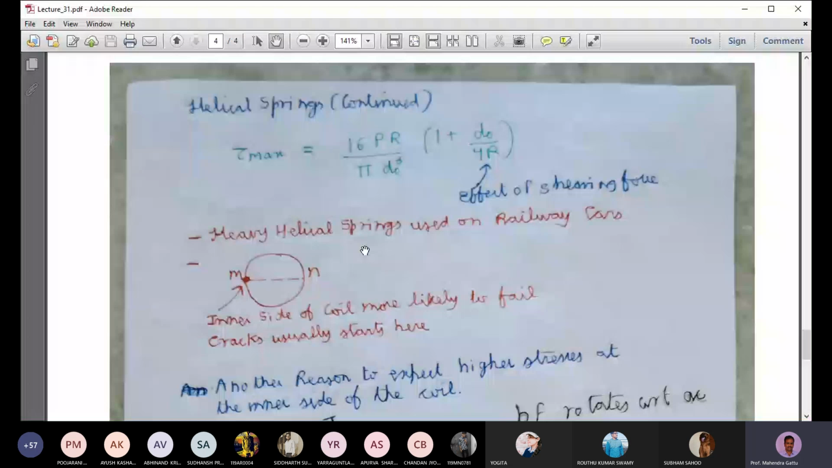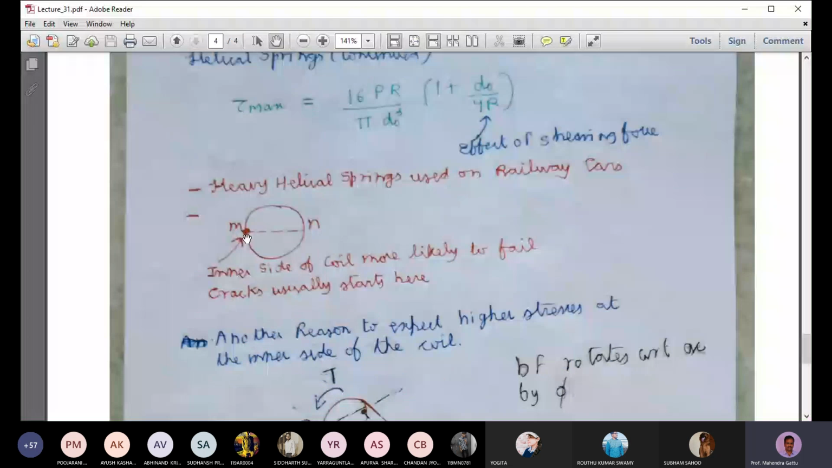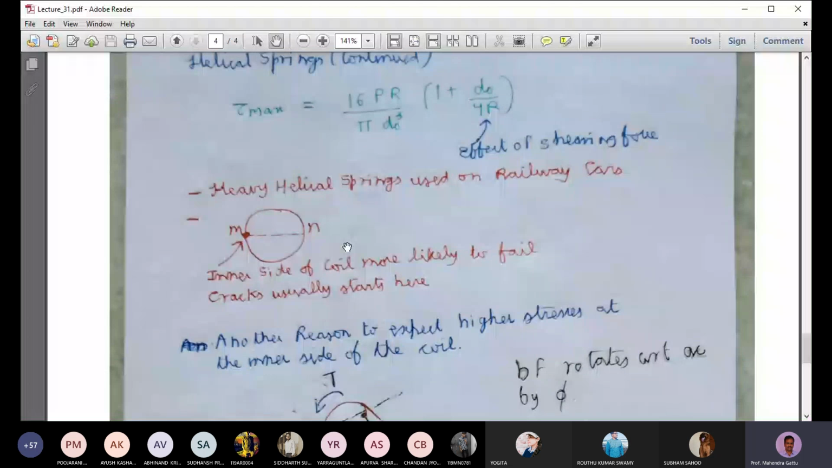So for those springs, the inner side will have those higher shear stresses, and it is more likely to fail compared to the outer side. Usually cracking will happen here, and then it will propagate. This is one of the reasons that the cracks happen here, because the shear stress is higher here. There is another reason that the shear stress is high.